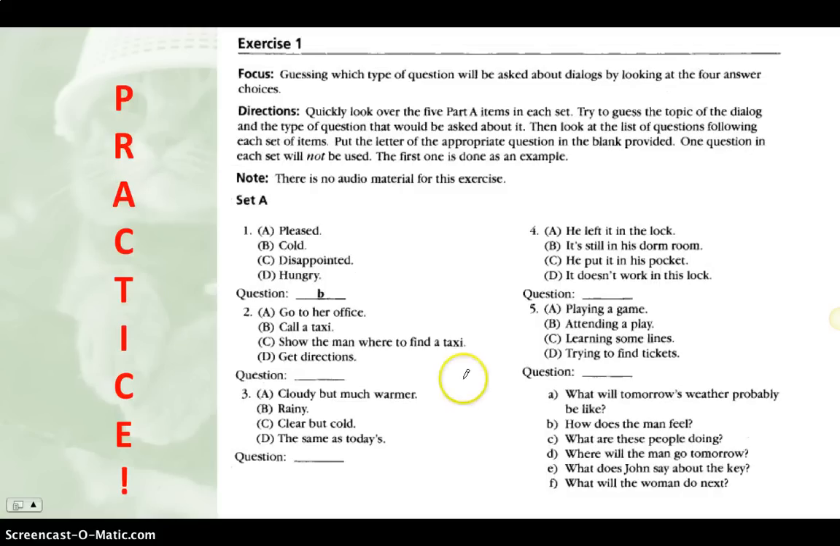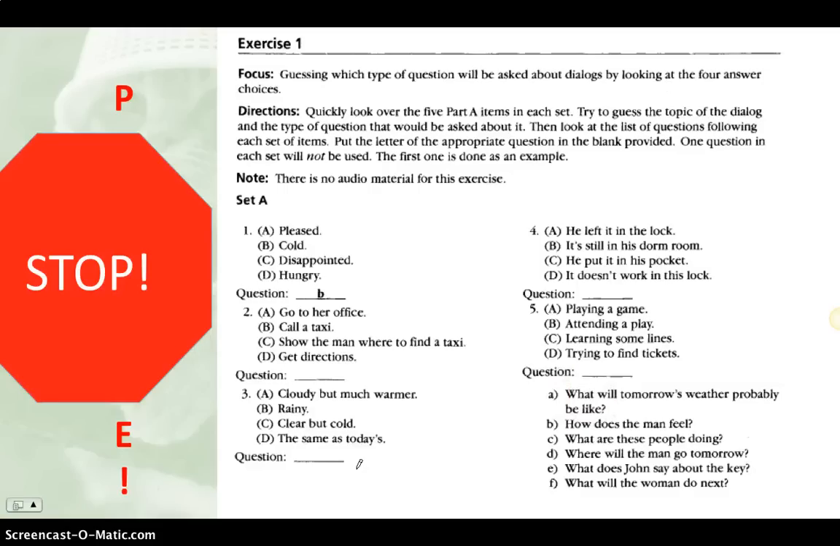But let's look at some more specific examples. Again, I'd like you to read the directions here and then pause the video. What you have is a small set of questions. The first one has been done for you. What you do is read the answer choices, and then you have to decide which question they refer to. Okay, so pause the video, and I'd like you to complete this really quickly.